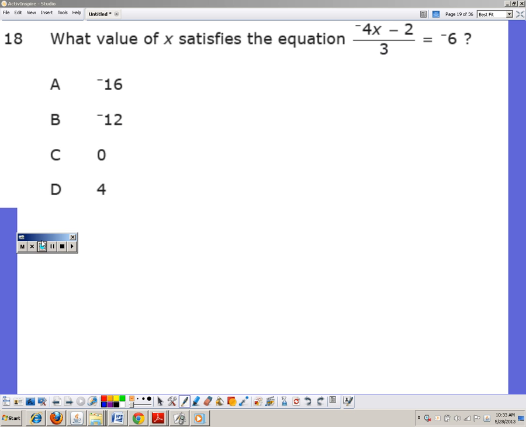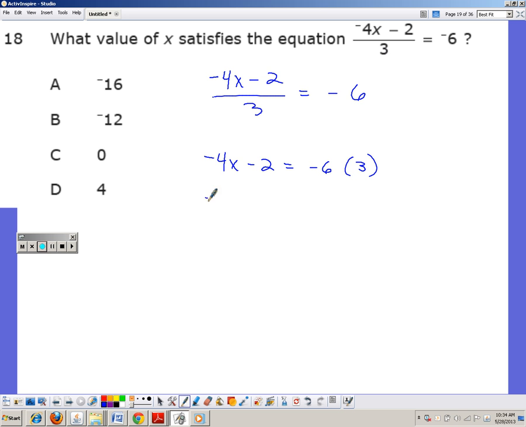Number 18, what value of x satisfies the equation negative 4x minus 2 all over 3 equals negative 6? Okay? Since the 3 is dividing everything, instead of dividing by 3, we're going to multiply by 3. So negative 4x minus 2 equals negative 6 times 3. Negative 6 times 3 is a negative 18.